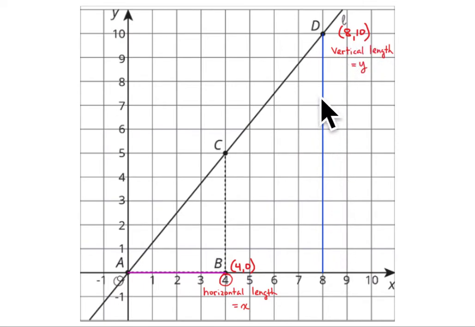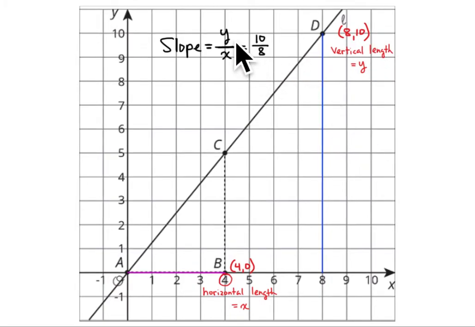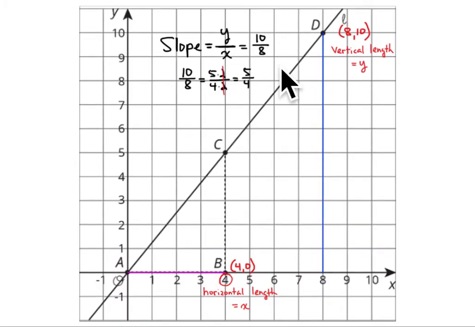So the vertical length is 10 units, which is the y value, and the horizontal length is 8 units, which is the x value. To get the slope, it's just the vertical length, y, divided by the horizontal length, x, which is equal to 10 over 8, or 10 to 8. And that's the same as 5 to 4. So for every 4 units that you move in the horizontal direction, you move 1/4 more of the horizontal length in the vertical direction. 1/4 of 4 is 1 unit, so the vertical length is going to be 5 units, 1/4 more.